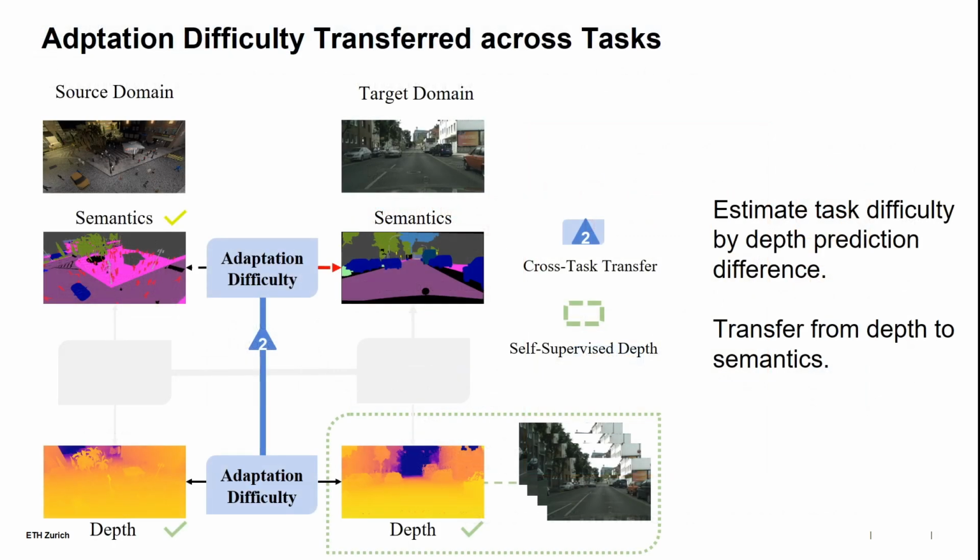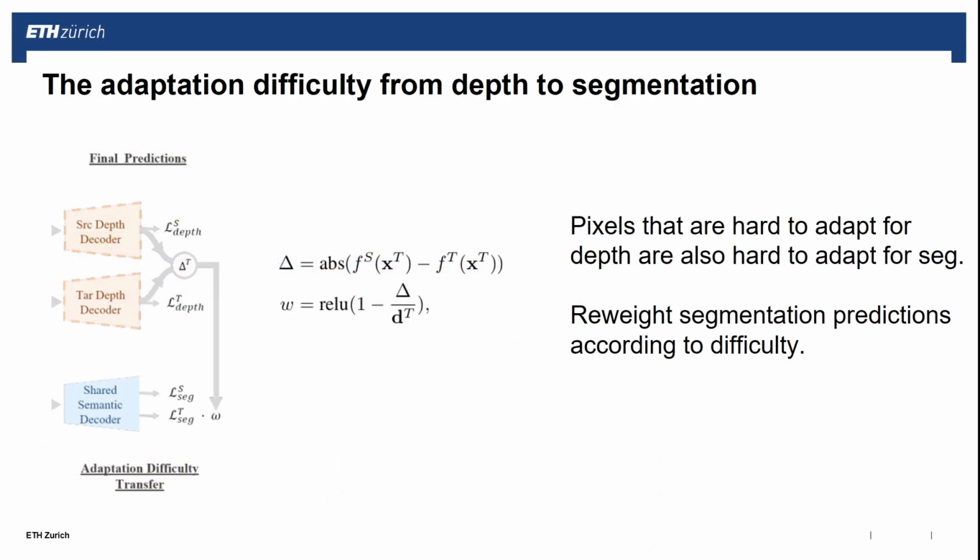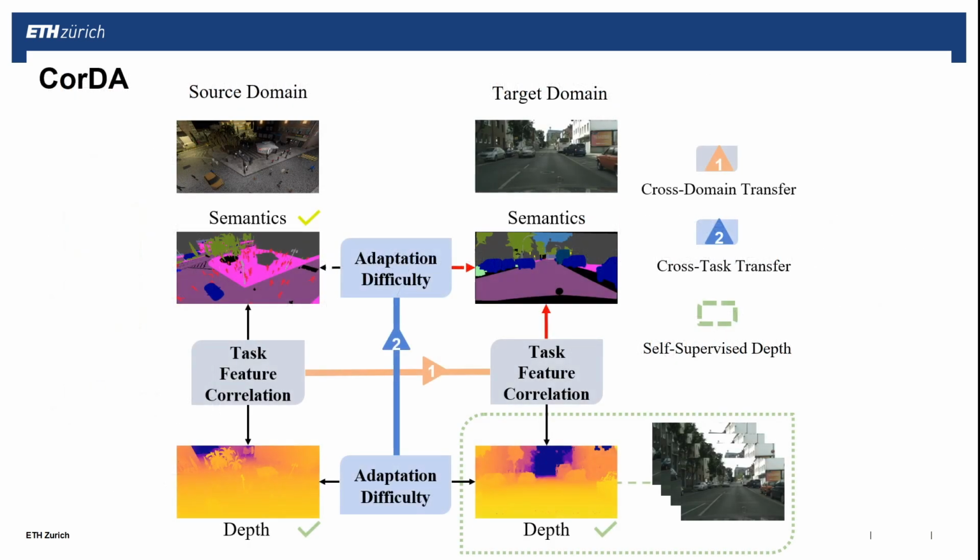As depth and semantics are naturally coupled, we transfer the adaptation difficulty of depth and use it to refine the semantic pseudo-labels. Given a target image, we approximate the adaptation difficulty for each pixel by calculating the prediction discrepancy between the source and target depth decoders. We make the assumption that pixels that are hard to adapt for depth are also hard to adapt for segmentation, and we use it to reweight the pseudo-labels. Combining the two ways of correlation exploitation leads to our proposed correlation-aware domain adaptation method.